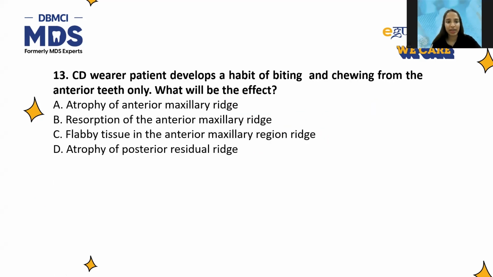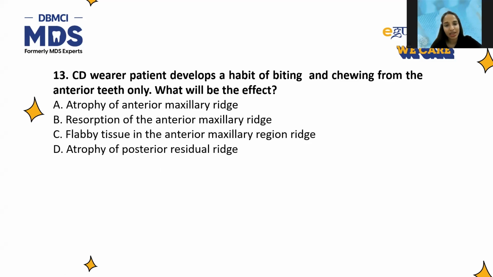Now let us come to the next question, which is question number 13. A complete denture wearer patient develops a habit of biting and chewing from the anterior teeth only. What will be the effect? Will it lead to atrophy of anterior maxillary ridge? Will it lead to resorption of anterior maxillary ridge? Will it lead to flabby tissue in anterior maxillary ridge? Or will it lead to atrophy of posterior residual ridge?